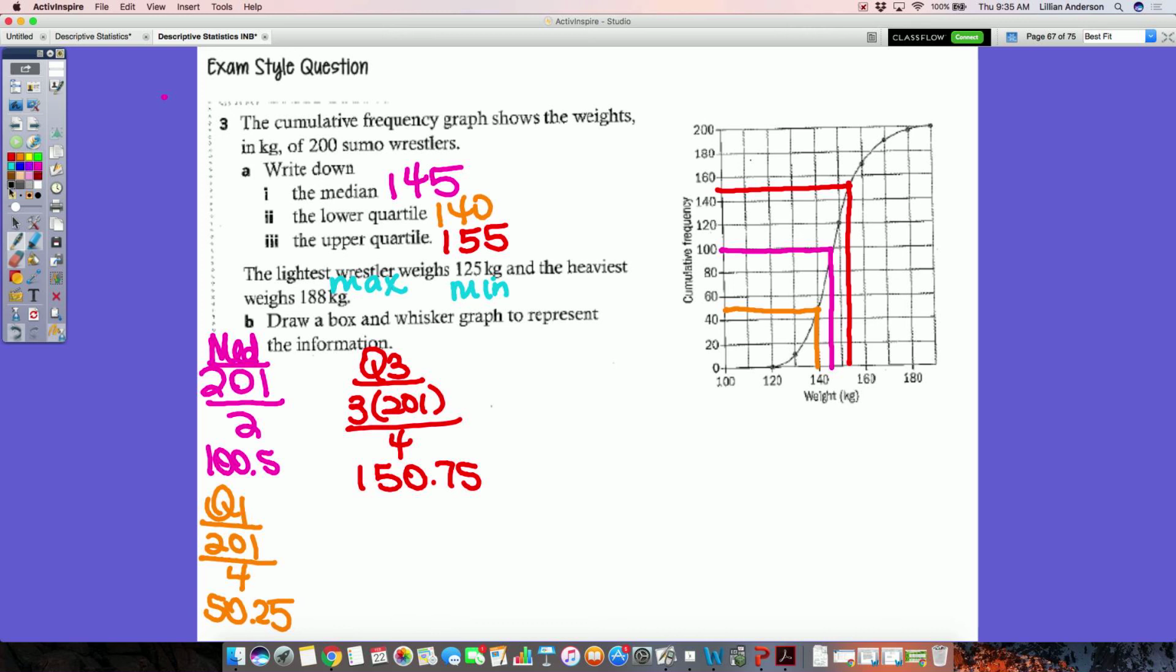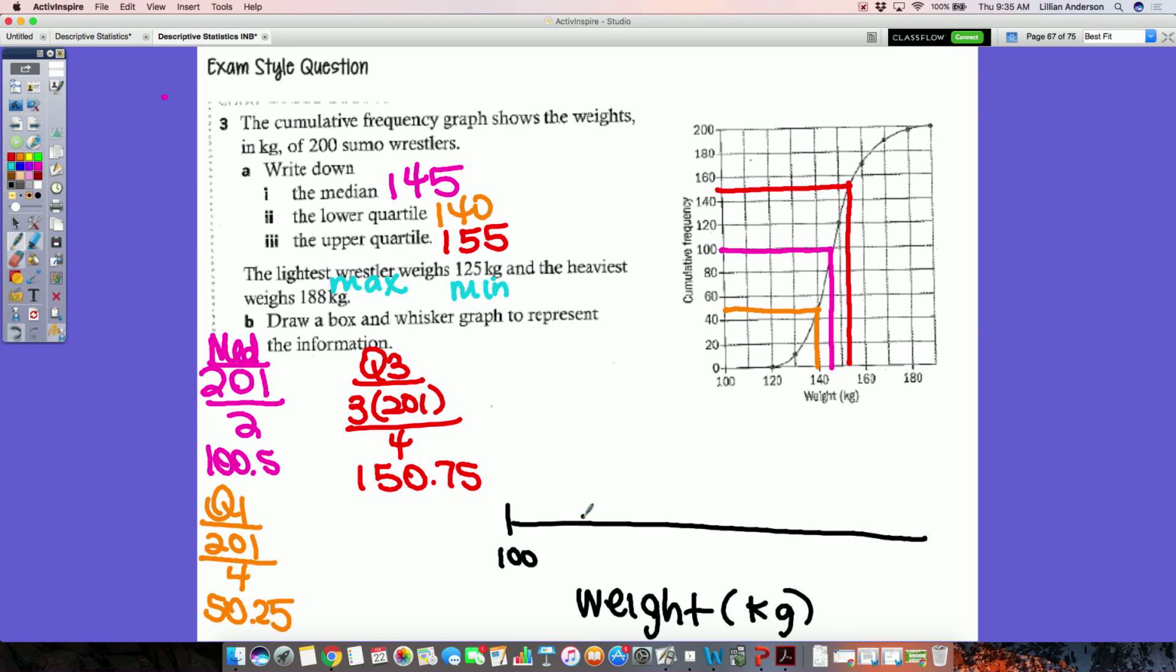So our box and whisker, I need an x-axis. I'm going to label it weight. Don't forget about your labels, okay? And I'm going to make my scale exactly how it was done on the cumulative frequency curve, just to make it a little simpler.